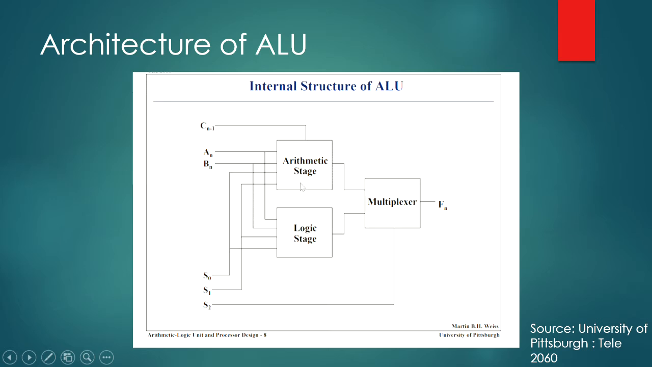There are mainly two stages, which are the arithmetic stage and the logic stage, depending on what kind of input is given and what select lines are selected. Once we have an output from either of these stages or both of these stages, it goes into the multiplexer, and then we get our final output, which is Fn.